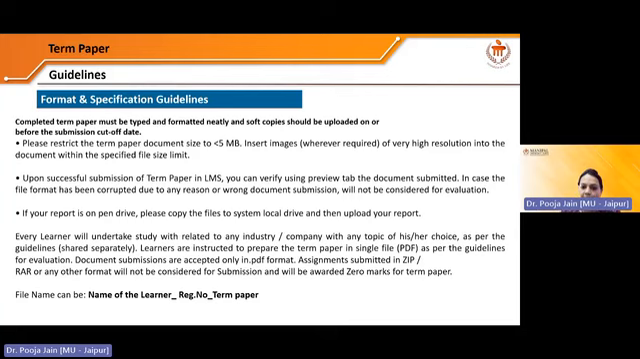So if your file is in a pen drive, then put it into your system, into your local drive, then upload it to the LMS. Upload into the LMS.